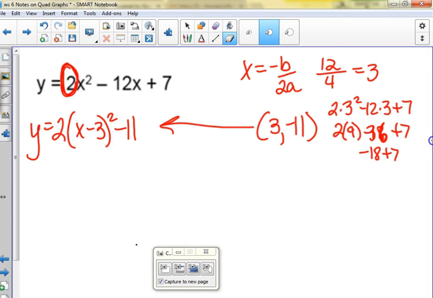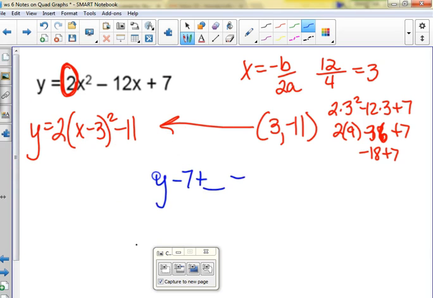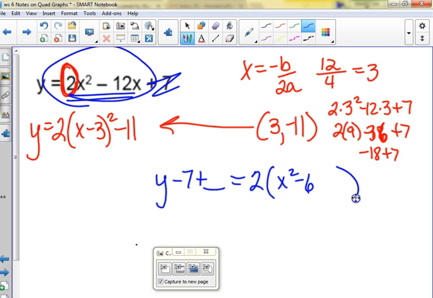I'm going to review completing the square with a 2. Anybody know how you do completing the square with the 2 out there? You still have to subtract the 7 and put a blank. But on this side, you have to factor out the 2. If I took a 2 out of this, what would I have? X squared minus 6x plus blank. I'm just doing this little piece right here. Is this equivalent to what we started with? 2x squared minus 12x, and it had a plus 7 over there, right?